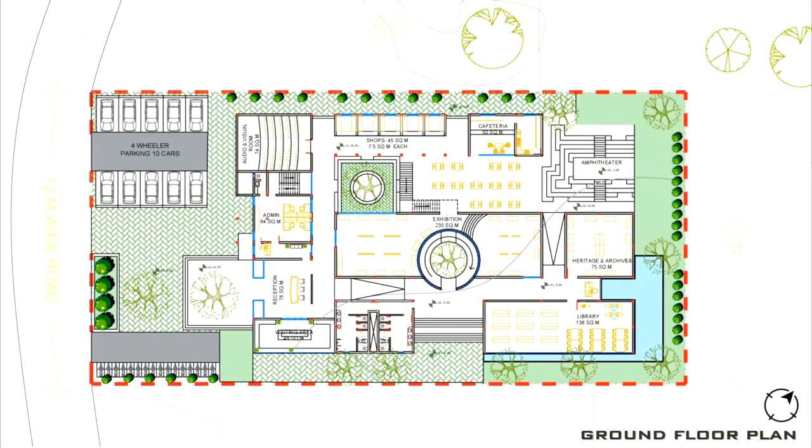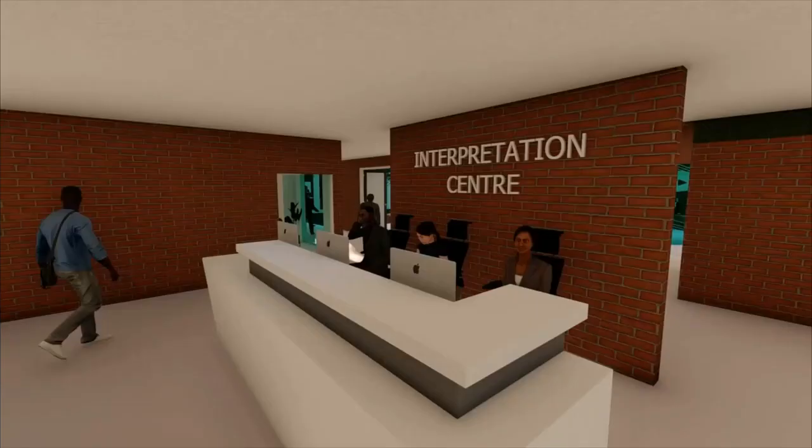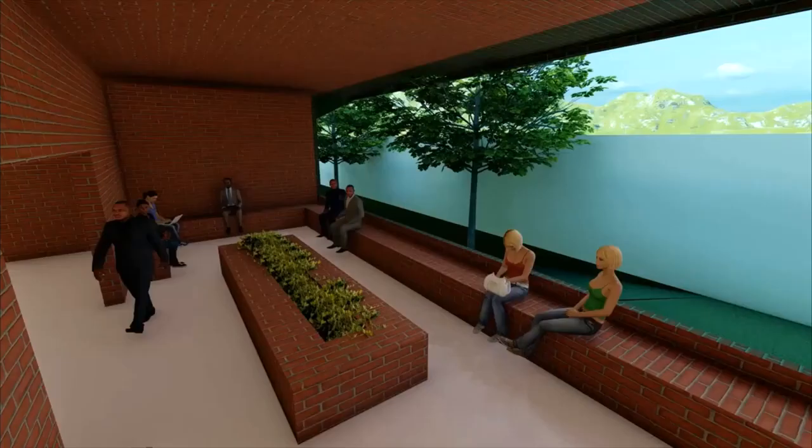This is a ground floor plan. As we enter in the structure, there is a reception. On the right side, there is a waiting area. Reception and waiting area are connected. There is a glass facade in the waiting area so that the natural light can enter in the structure and to get a view of the mountains.